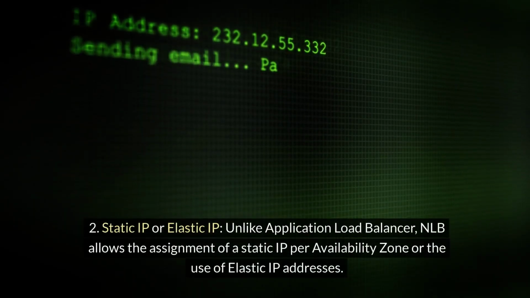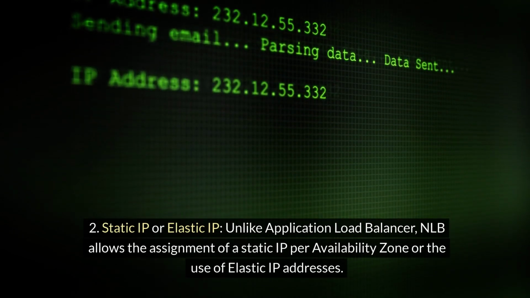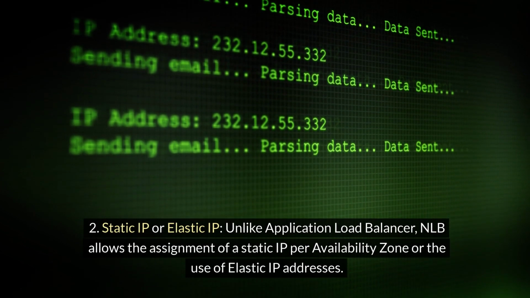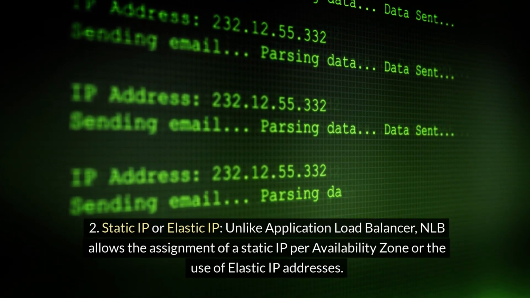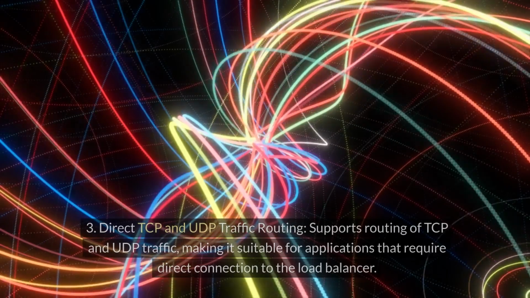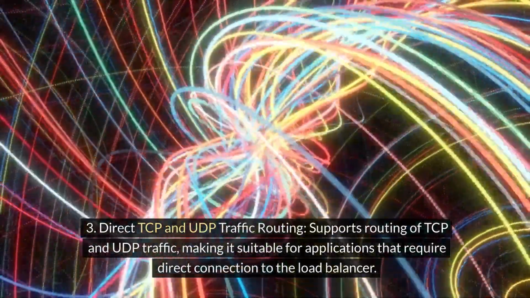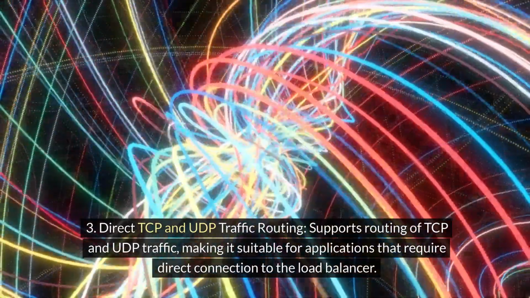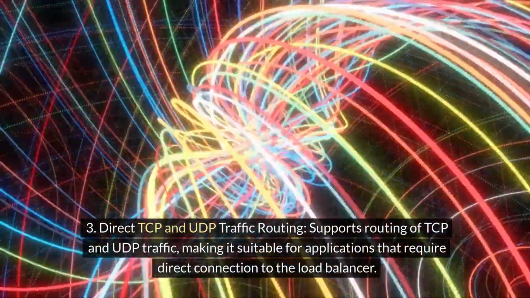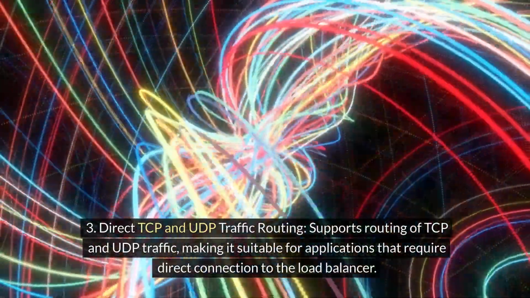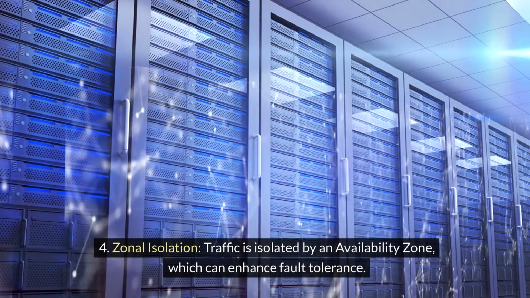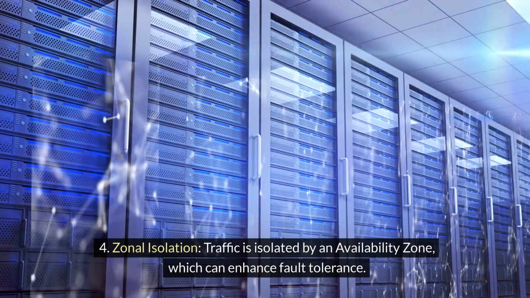Static IP or Elastic IP. Unlike Application Load Balancer, NLB allows the assignment of a static IP per availability zone or the use of Elastic IP addresses. Direct TCP and UDP traffic routing. Supports routing of TCP and UDP traffic, making it suitable for applications that require direct connection to the load balancer. Zonal isolation. Traffic is isolated by an availability zone, which can enhance fault tolerance.